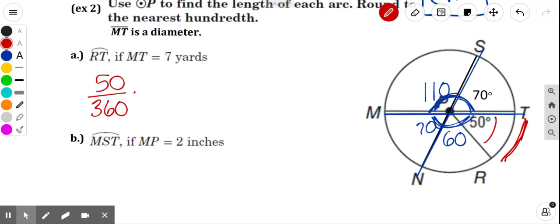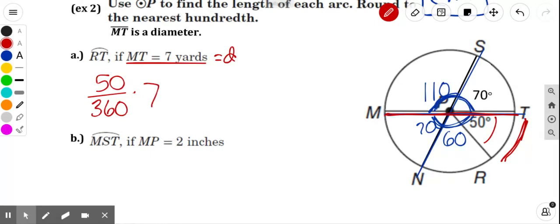And now we're going to multiply by the circumference. So before we decide which formula to use, we have to look at the picture and determine if MT is a diameter or a radius. If you look at the picture, MT is a diameter. So we're going to use the diameter times pi formula.